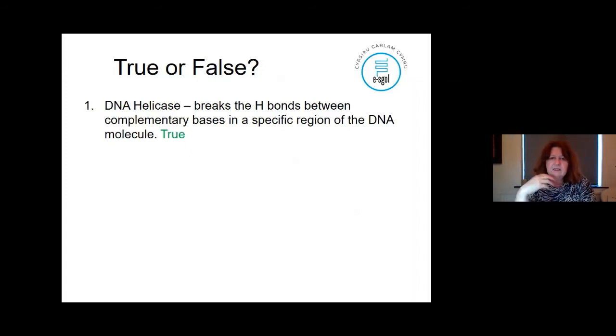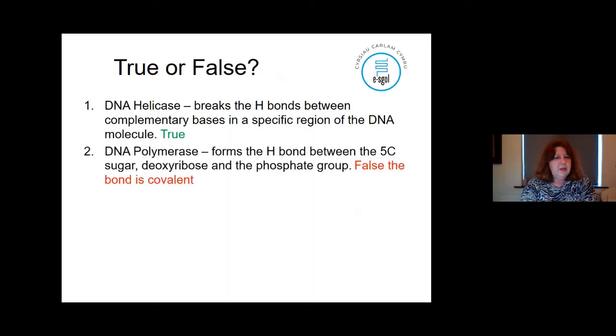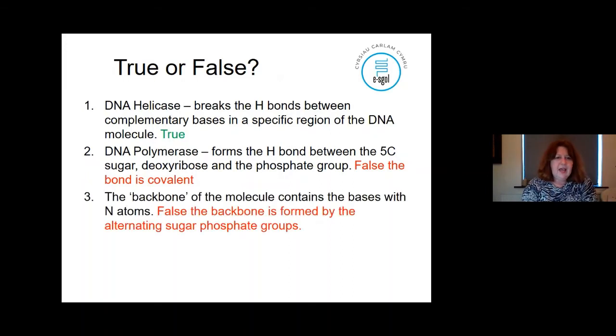The helicase, as I say, breaking those bonds, unwinds the DNA, and then the polymerase can get to work. So the polymerase, no, it doesn't form the hydrogen bond, does it? It forms the covalent bond, so that was false. And then the backbone contains the bases. No, you know that, I'm pretty certain. The backbone is formed by alternating sugar phosphate groups, so well done, Dione.